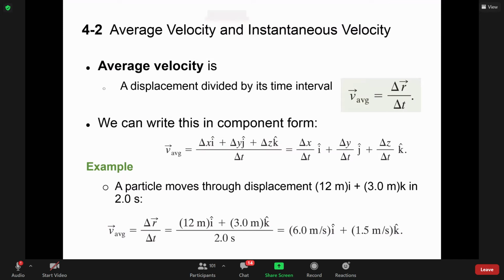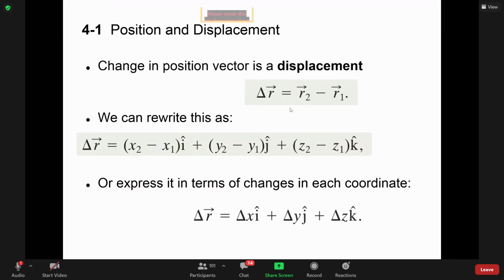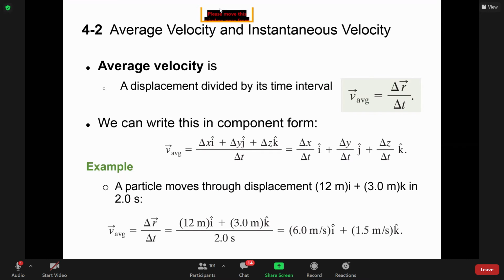So once we defined a displacement as delta r equals delta x i hat plus delta y j hat plus delta z k hat, we define the first quantity we took, which is average velocity. Remember in chapter 2, what was the average velocity? It was delta x over delta t, and here it is no different.